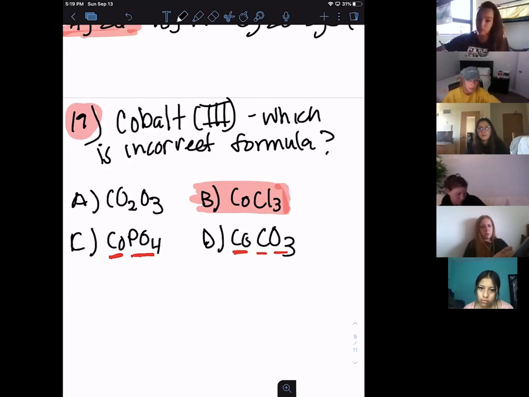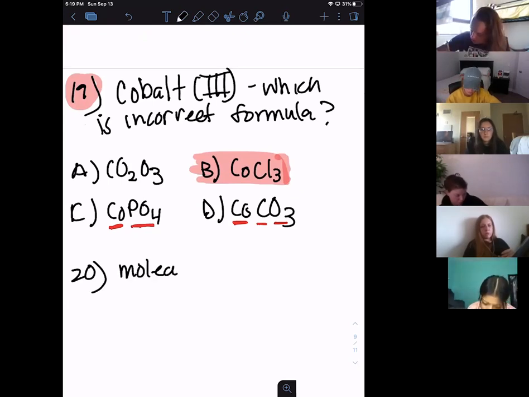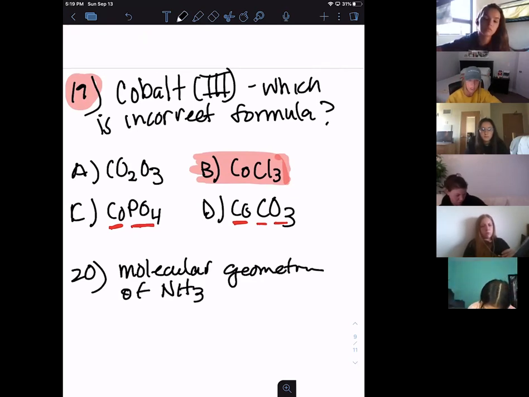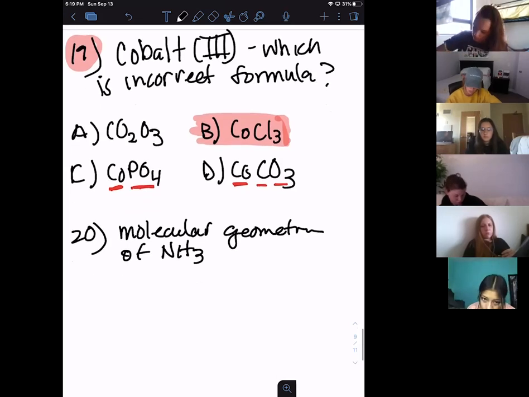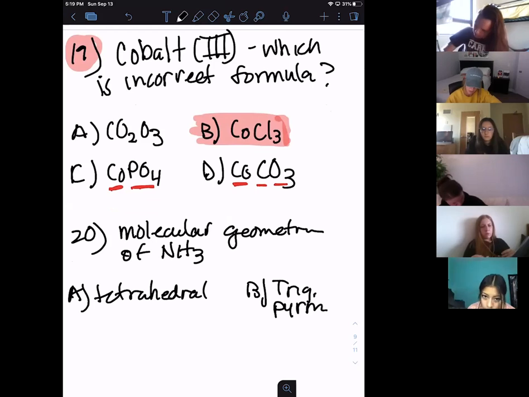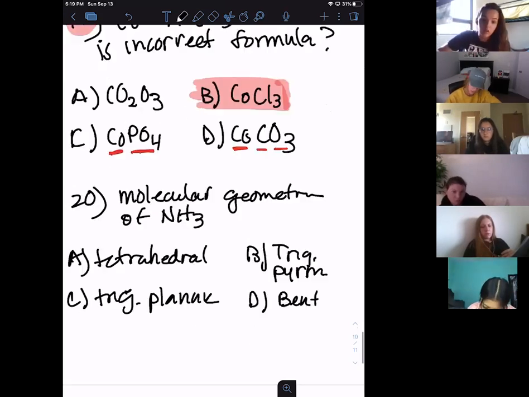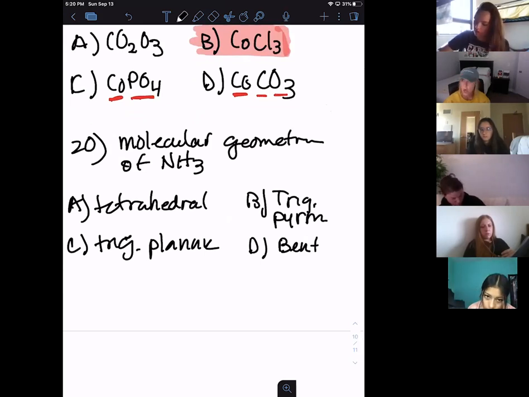Okay. Next question, and then we're done. It's going to be about geometry. So now we're getting into the drawing of things, and then we're almost done. What is the molecular geometry of NH3? Okay. You have tetrahedral, you have trigonal pyramidal, you have trigonal planar, and you have bent. NH3. For this, you need to draw it out, okay?